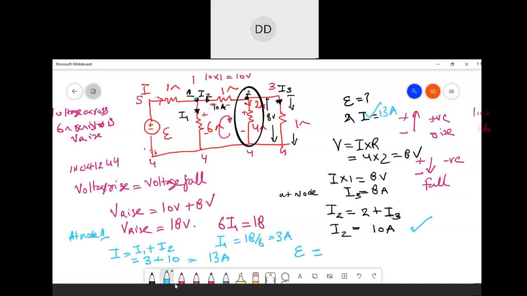Now look at this circuit to get the value of E. Again, let us suppose this is the current direction, E is the voltage rise, and the rest is fall. See here, plus minus this is fall, plus minus this is fall. The voltage due to this would be 13 into 1, that is I into 1 ohm, and over here we just now found the voltage to be 18 volts. So the total voltage would be 31 volts.